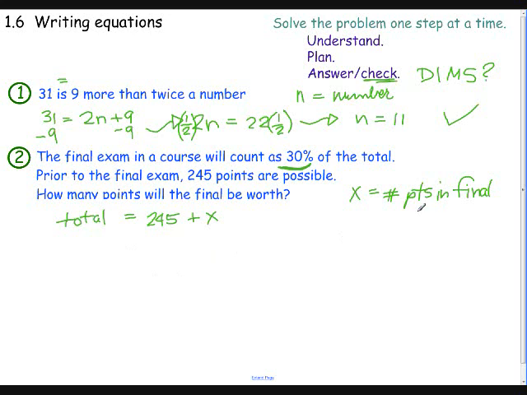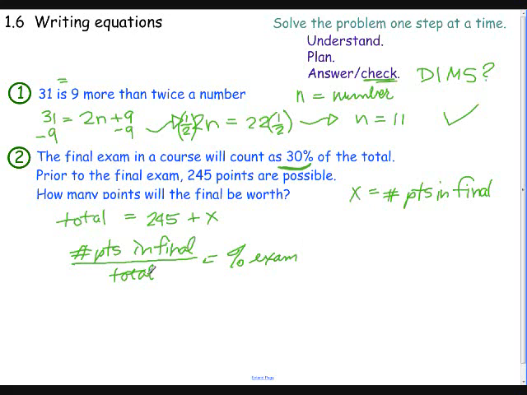Oh, I think I see it. So if we took the number of points in the final exam, I guarantee you my handwriting's better than this. I'm sorry about this. And we divided that by the total, that would give us the percentage, right? The percentage of the exam in the total course grade.